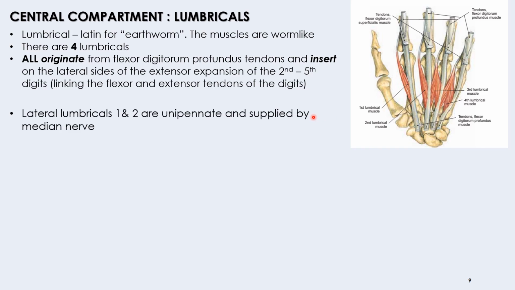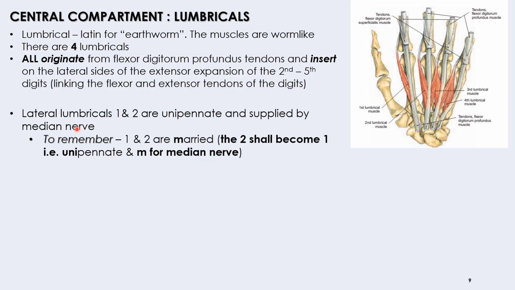So the lumbricals are divided into the lateral lumbricals and the medial lumbricals. The lateral lumbricals are lumbricals 1 and 2, while the medial lumbricals are lumbricals 3 and 4. The lateral lumbricals are unipennate. Like we said, the muscle fibers all follow one direction towards the tendon, and they are supplied by the median nerve. So when we want to remember this, we say that lumbricals 1 and 2 are married, in the sense that the two shall become one. That is, the fibers all follow one direction, uni 1, and M for median nerve.